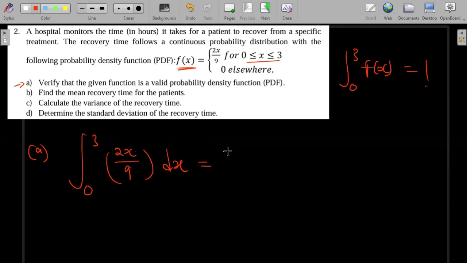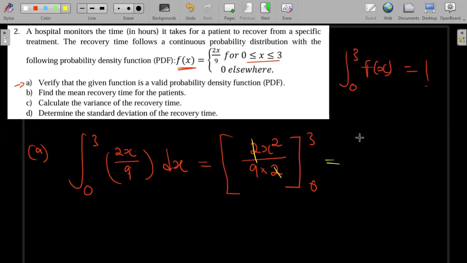So what we're going to get here, if we integrate this, it will be 2x squared divided by 9, multiplied by the new power here, which is 2. So I'll put 2 here, and then we have the limits, which are 3 and 0. So this gives us what? We see that these 2 and these 2 will cancel. So what we are remaining with is x squared divided by 9, then we have 3, 0.